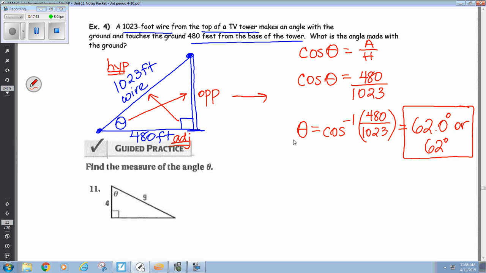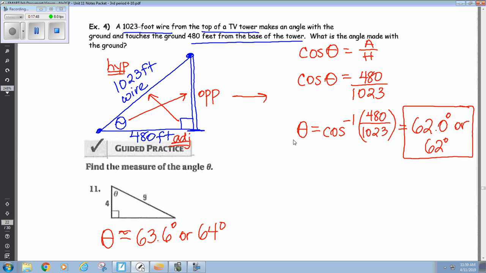So last but not least, I'll go ahead and at least throw up the answer for problem 11. That way we've completed all of the right triangle trig examples. For problem 11, if we were to do the problem correctly, your theta value would equal 63.6 degrees, or 64 degrees if you round to the nearest whole number.